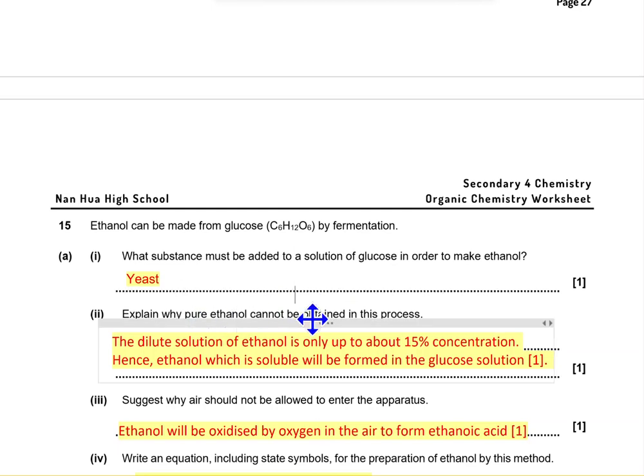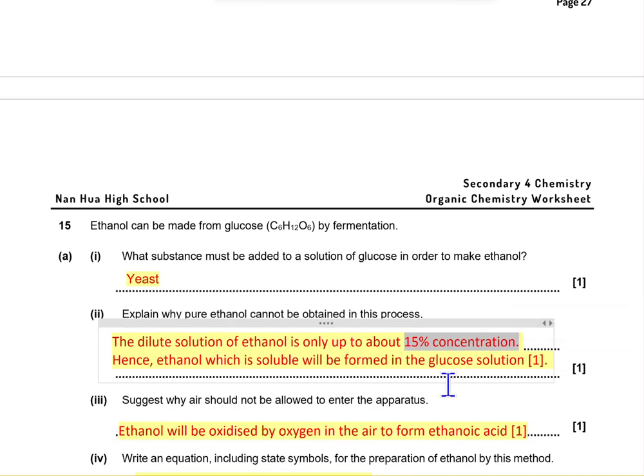Why pure ethanol cannot be obtained in this process? Now you know that in glucose solution there's water and glucose, right? So when ethanol is being produced, it's only up to about 15% concentration. And ethanol is soluble inside the glucose solution. So out of the whole concentration it is only about 15%. And of course, one of the reasons is because the yeast will be killed, the enzyme will be destroyed, when the concentration is too high.